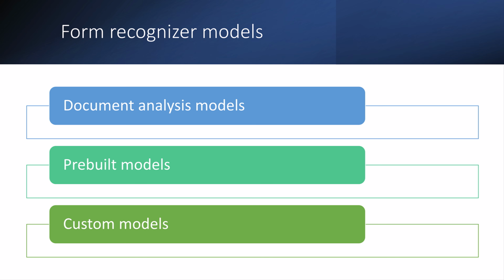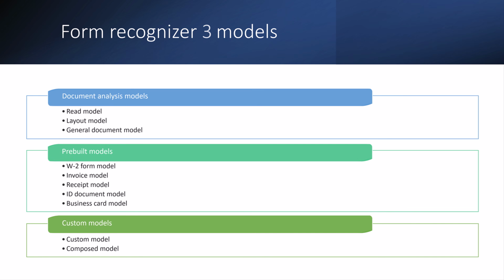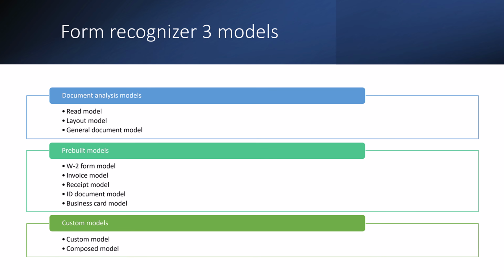To analyze it, this document is classified into three different types. One is a document analysis model, second one is pre-built model, finally custom model. These models are classified into further types. Document analysis model is classified into three types: read model, layout model, general document model. Pre-built model contains different categories: invoice, receipt, ID document, business card model.